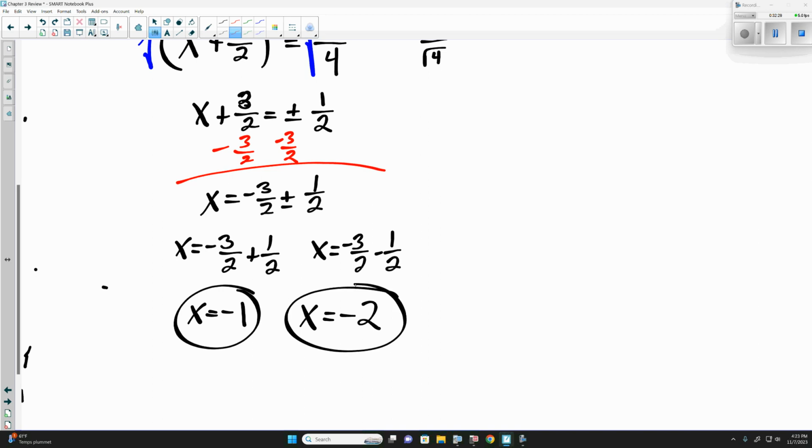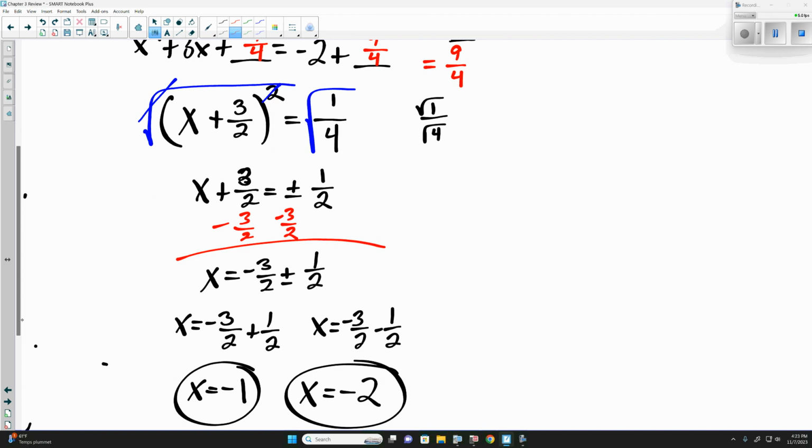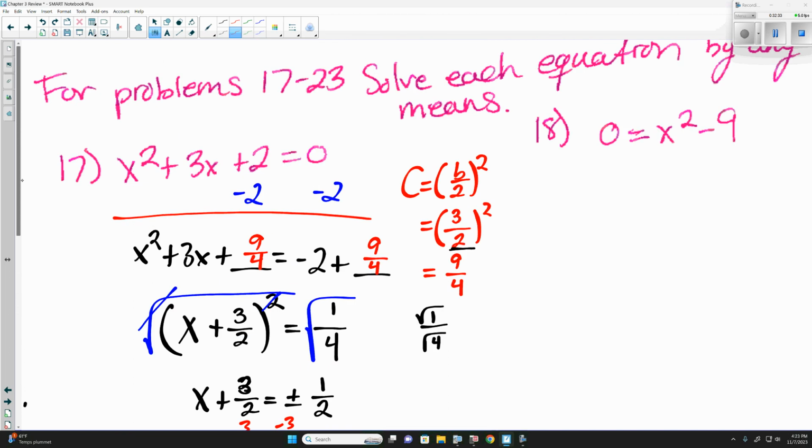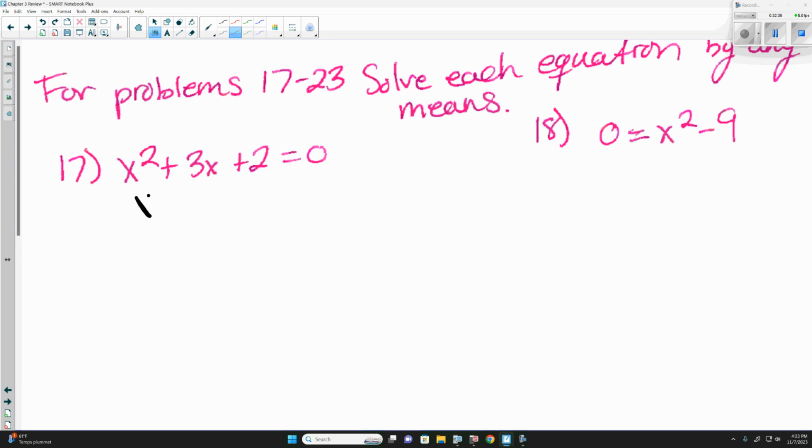Graphing, factoring, quadratic formula, completing the square. For this problem here, all of them gave us the same values, that x is negative 1 and x is negative 2. It did not give us a different value. They are the same. We just need to pick a way to do these.